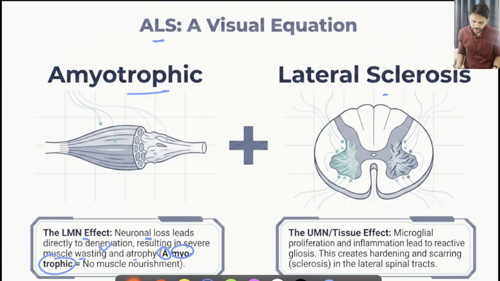Lateral sclerosis, you have understood now. Because of the UMN effect, there will be immune reaction like microglial proliferation and inflammation, leading to reactive gliosis, mainly in the lateral corticospinal tract, which makes them hardened and scarred. That's why the term sclerosis. Hope you have understood it better.